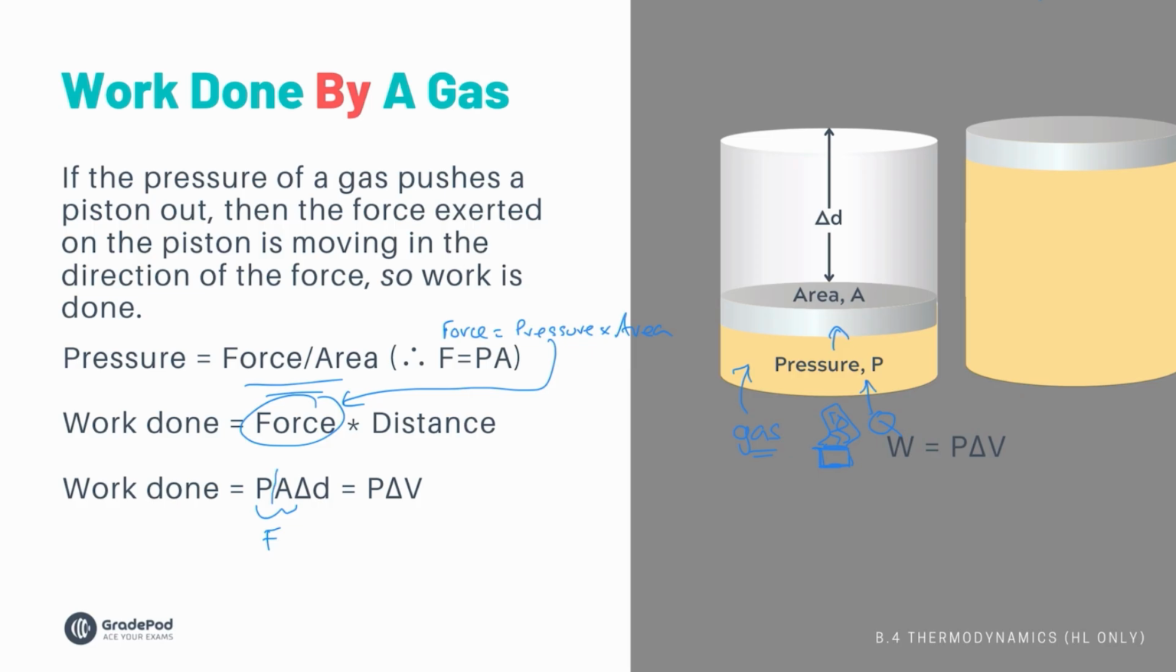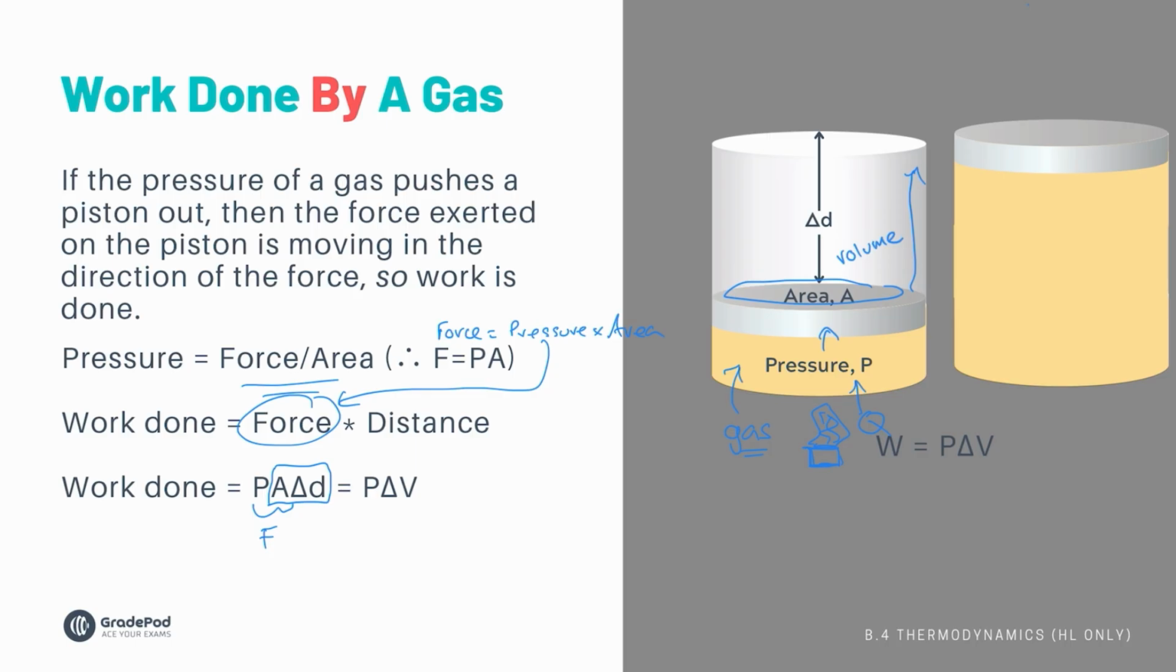Wait a minute. Area times distance. Okay, so that's area times distance is going to give us volume. So instead of putting area times distance, we can have work done is equal to pressure times volume, or the change in volume. So when we have a simple engine, we can calculate the amount of work done by the gas in that simple engine by using the expression W equals pressure times the change in volume.